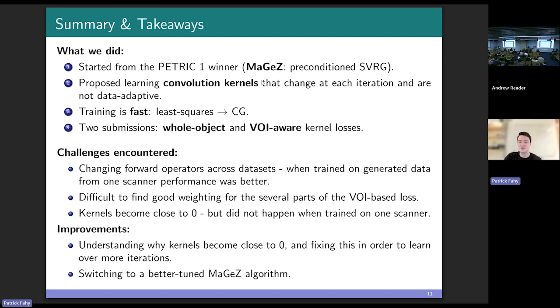And I think one limitation is the very simple step size rule that we switched to. Maybe switching to a better step size would be quite beneficial. Yeah, so thank you.